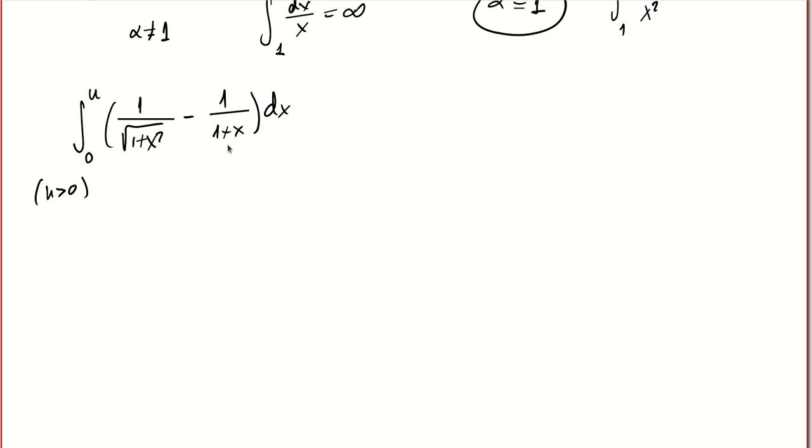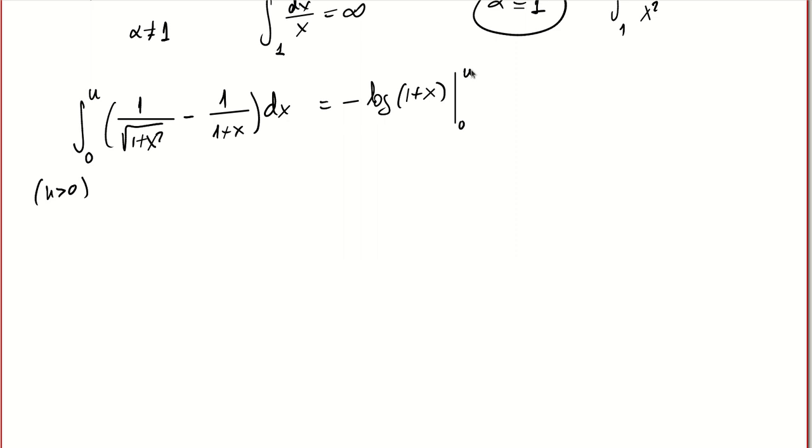But the second integral is straightforward. It's just the minus that is here, the logarithm of 1 plus x. Well, in principle, you have to put an absolute value here, but x is always positive, so we don't have to. And the limits are 0 to u, right?